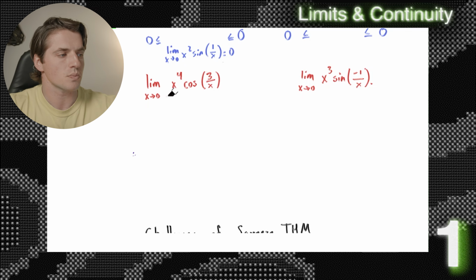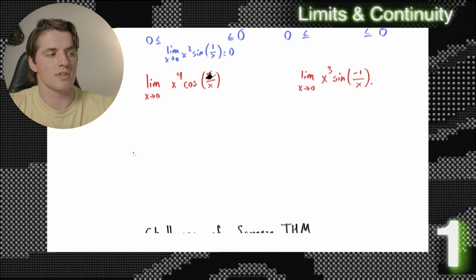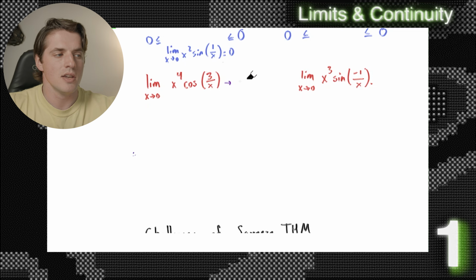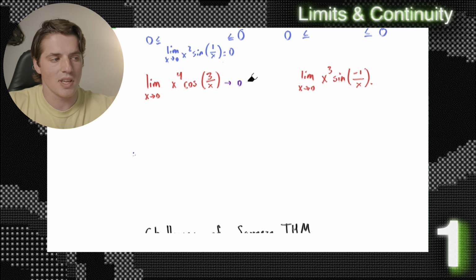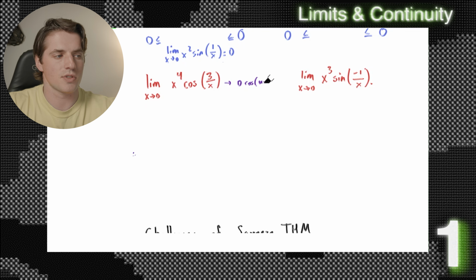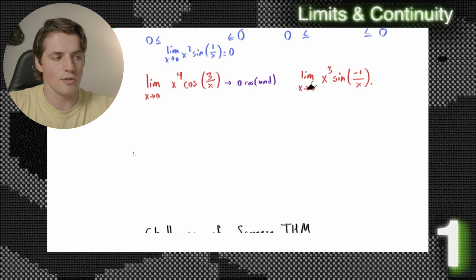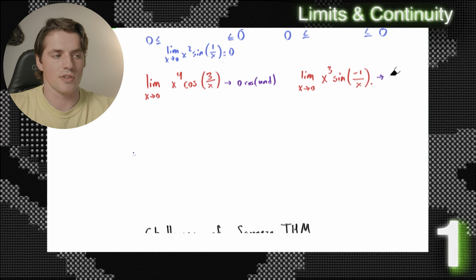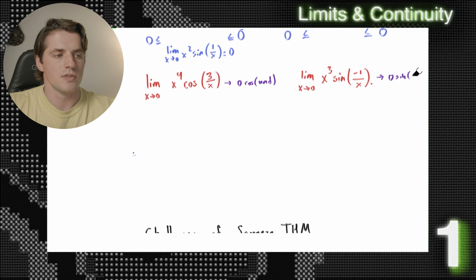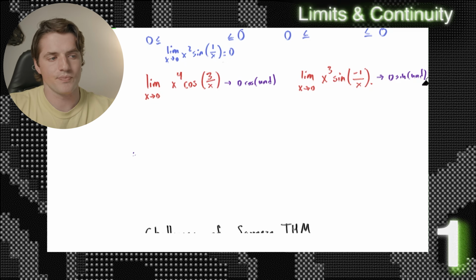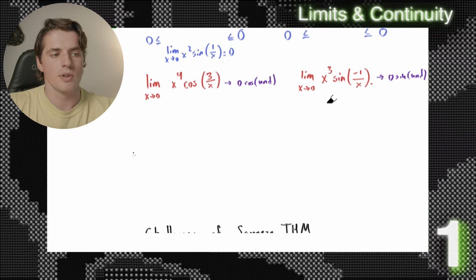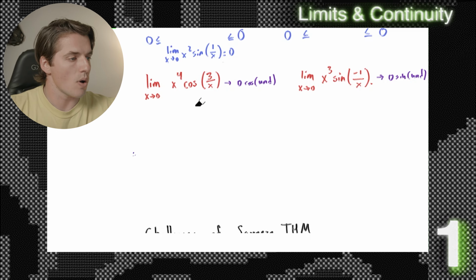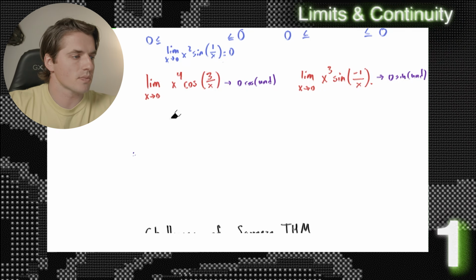Okay, so the limit as x goes to 0 of x to the 4th cosine of 3 over x. Direct substitution, once again, we'd have 0 times cosine of undefined, so we can't do this. I'll go ahead and show this for the next one as well. 0 cubed sine of undefined, so can't do it. So we can try to use the squeeze theorem.